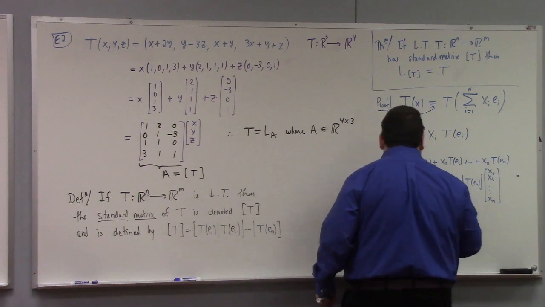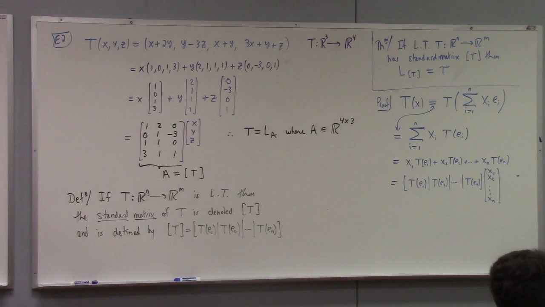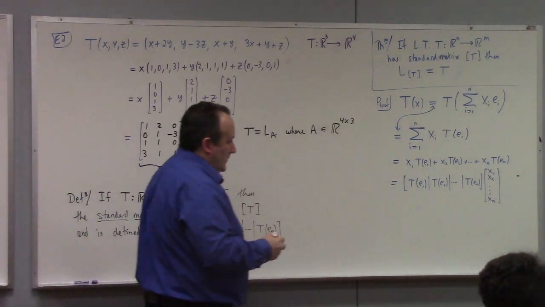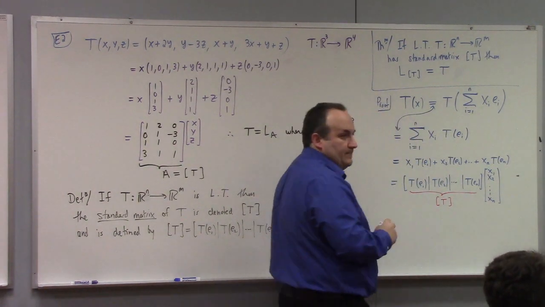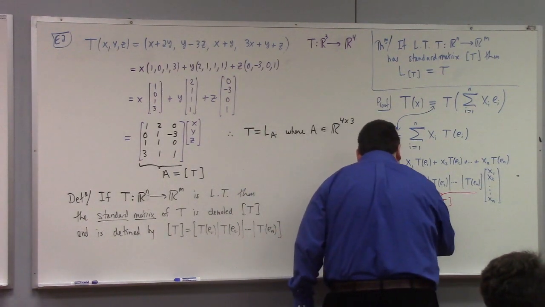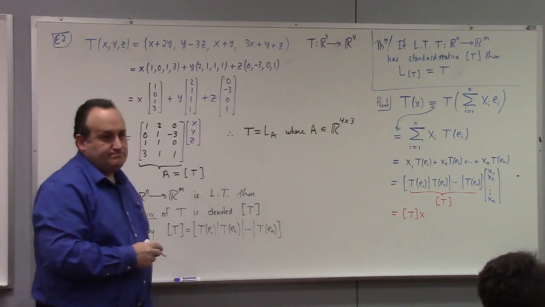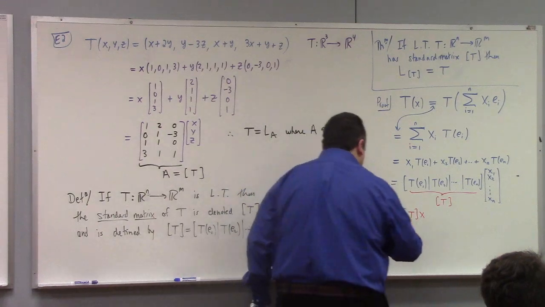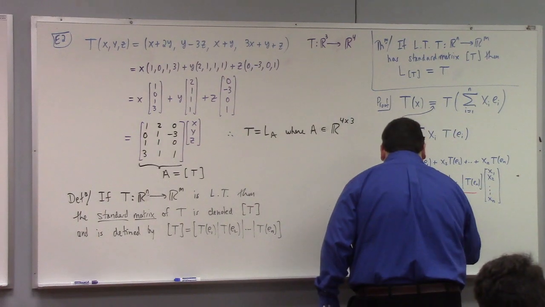So again, we're using that matrix multiplication can be recognized as a weighted linear combination of the columns of the matrix. But what is that? So this right here is the standard matrix, right? So what are we looking at? We're looking at the standard matrix T times x. That's x again, right? Which is by definition left multiplication by the standard matrix of T, acting on x.